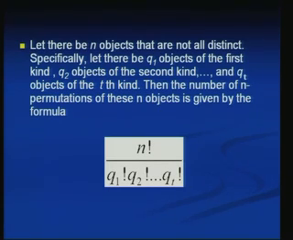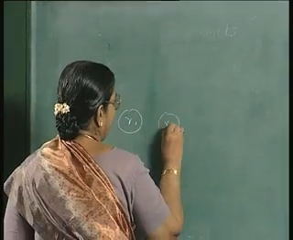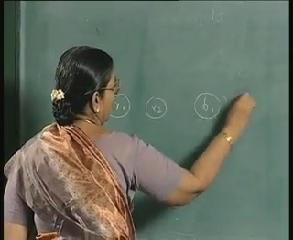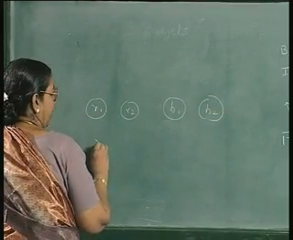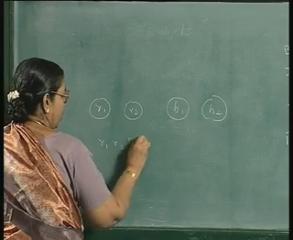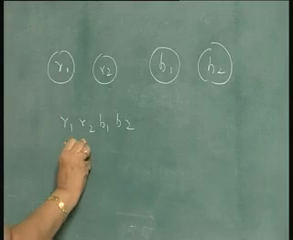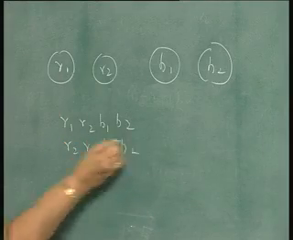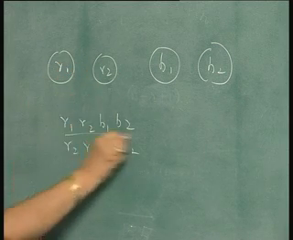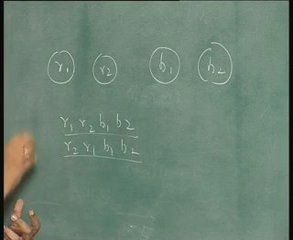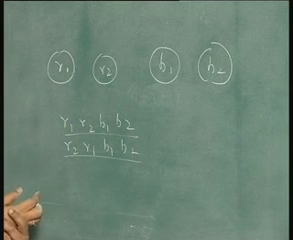For example, you may have red balls and blue balls, then how do you arrange them? Suppose I have two red balls R1 and R2, they are identical, and I have two blue balls B1 and B2. Then R1, R2, B1, B2 is different from R2, R1, B1, B2 if you look at them as distinct objects. But when these two red balls are identical, these two arrangements are the same, red, red, blue, blue, that is what you are going to get.